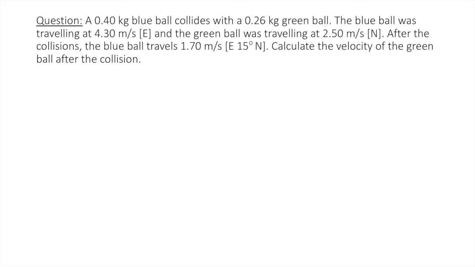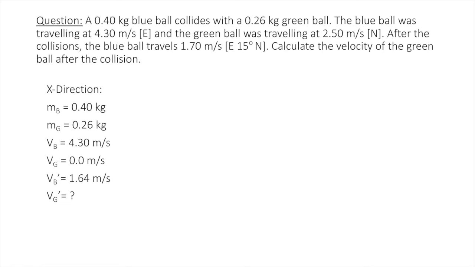The second step to solving this problem is to identify the variables that were given in the question and separate them into their x and y direction. For the x direction, you're given the following information. Vg is 0 because the green ball doesn't move in the x direction, it only moves in the y direction.